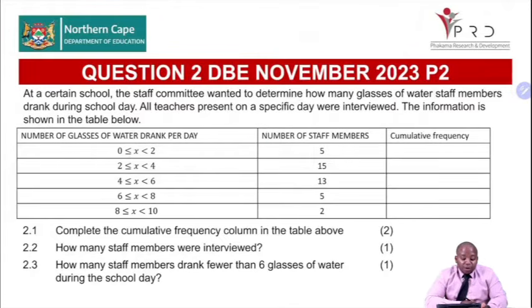Right, now grade 12, let us go and look at question 2 from November 2023. For this question, grade 12, you are given 5 minutes to complete from 2.1 until 2.3. And your 5 minutes starts now.